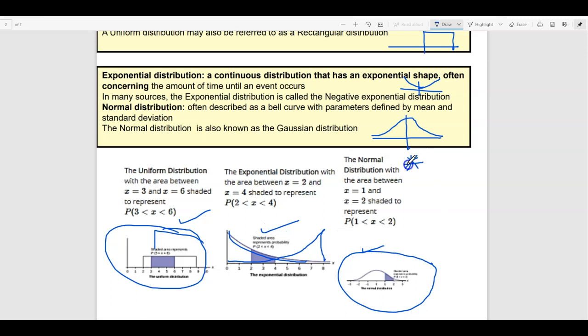The majority of our data is a normal distribution. So this is a very important distribution. Your normal distribution is a very important distribution. All right, now let's go ahead and take a look at the example problems.